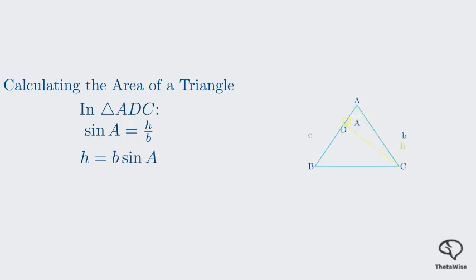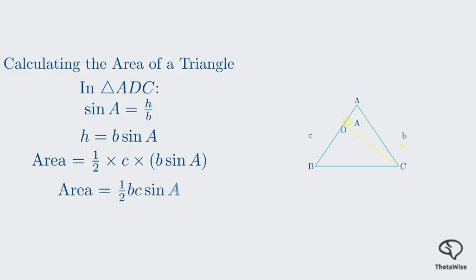Now we can substitute this back into our area formula, area equals 1/2 times base times height. The base is side c and the height is b sin A. This gives us the area formula, 1/2 c times b times sin A. Rearranging the terms, we get the more common form. Area equals 1/2 bc sin A.